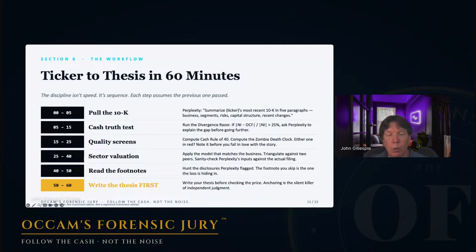So this is the full workflow, ticker to thesis in 60 minutes. The discipline isn't the speed. The discipline is the sequence. Each step assumes the previous one passed. First 5 minutes, pull the 10-K, ask Perplexity to summarize it in 5 paragraphs covering the business, the segments, the risks, the capital structure, and what changed since last year.